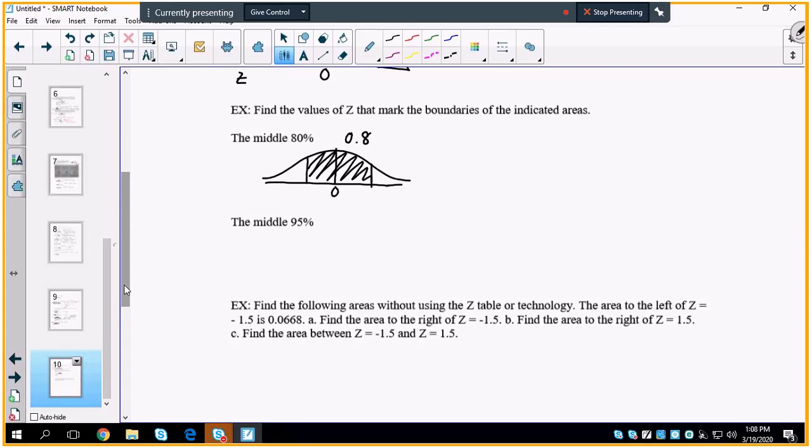So how much is the area on the left of this marker? If this is 0.8 in the center, then this area plus this area should be the rest. That should be 0.2. But I want only the area to the left, so that will be half of the 0.2. So this one is 0.1. So look for the z-score on the negative side of the table that stands for the area 0.1.